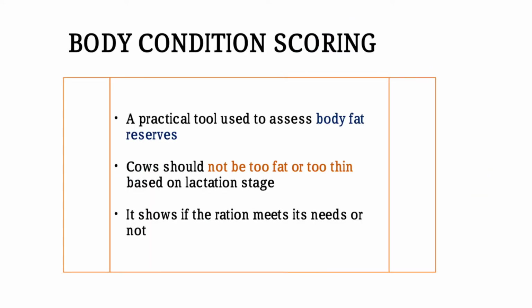Number one is body condition scoring. Body condition scoring is a practical tool used to assess body fat reserves. Cows should not be too fat or too thin, based on the lactation state, and the body condition score varies with the lactation state. For example, newly calved cows have a different body condition score than cows in the dry period, and it shows whether the ration meets the cow's needs or not.